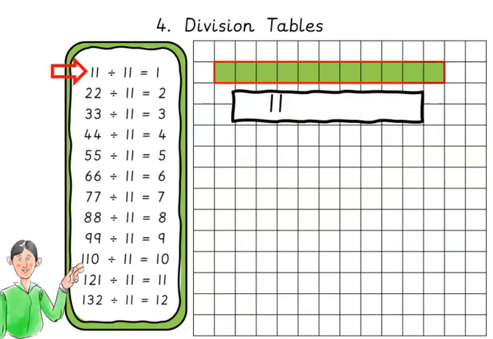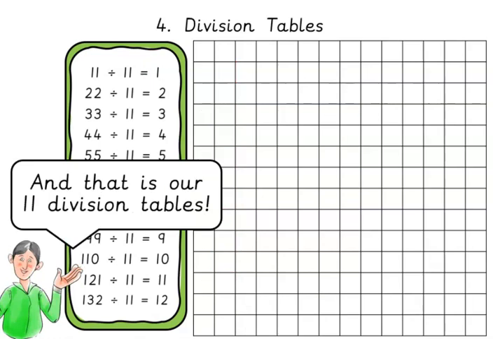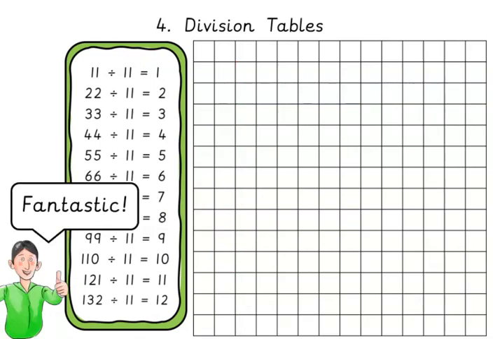Last one is taking 11 and we divide it into 11s. We will only get one group of 11 in 11. But split 11 into 11 groups and we will get 1 in each group. And that is our 11 division tables.